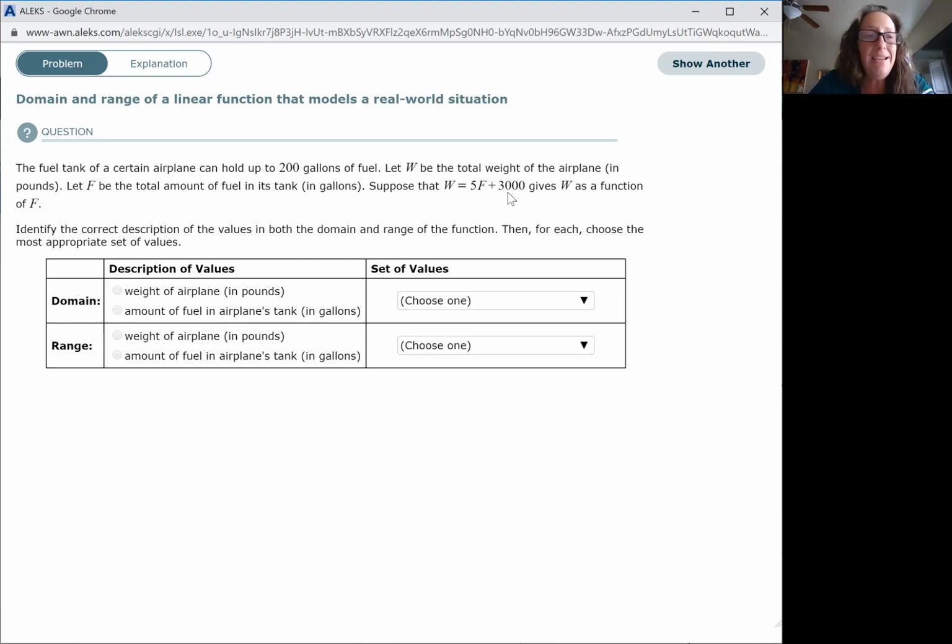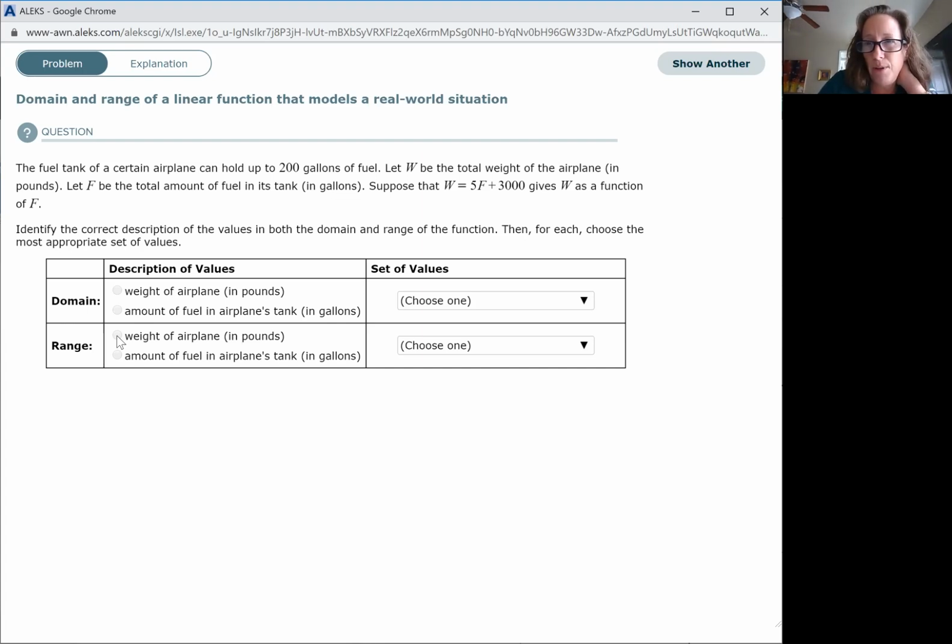Domain is always the input value. So it's what you're going to put in to get something out of it. So in this case, we are putting in fuel and we're trying to find out what the total weight will be once we add the fuel. So domain is always going to be the one that is part of the equation. So in this case, it's going to be F for fuel. So when we come here, we're going to put in domain is the amount of fuel, and automatically range is going to be the other one.